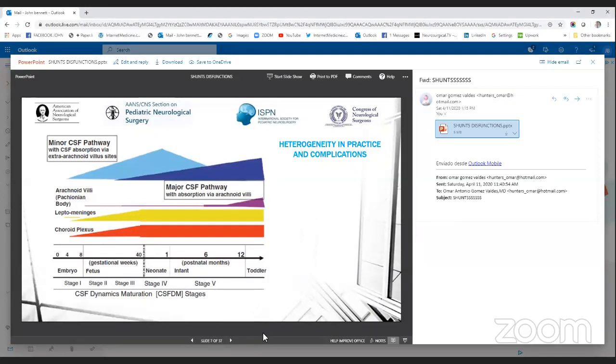So in this image, we can see the CSF pathway in 5 stages: in the embryo, in the fetus, then in the neonate, and then in the infant. There are variations in the cerebrospinal fluid in these stages, and we must know this because cerebrospinal fluid will change according to the age of the patient, and according to this and other things in these patients, we're going to choose what kind of shunt we're going to use. Next, please.